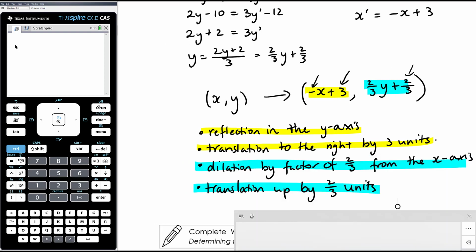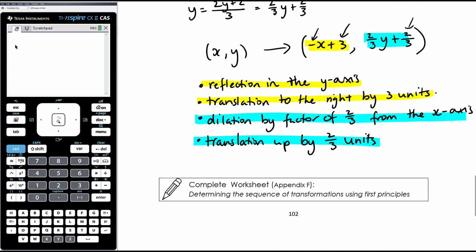Okay, so the work today, apologies, is from, again, a worksheet at the back of your booklet in Appendix F, determining the sequence of transformations using first principles.